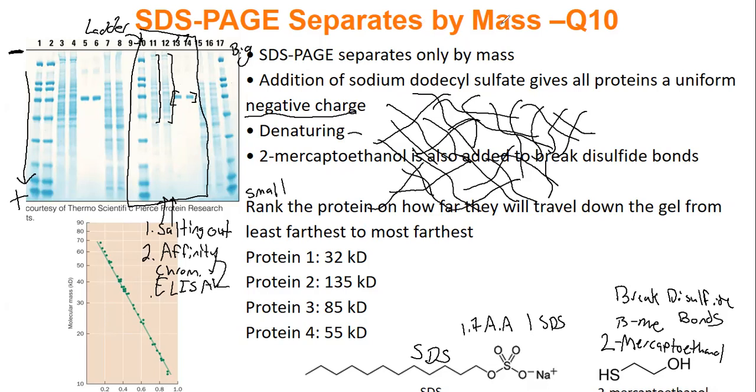All right, so it looks like we pretty much have that down. The one that's going to move the farthest is the smallest one, then the second farthest, third least. So the complete opposite of our gel filtration there. Any questions about the theory behind SDS-PAGE or anything at all?